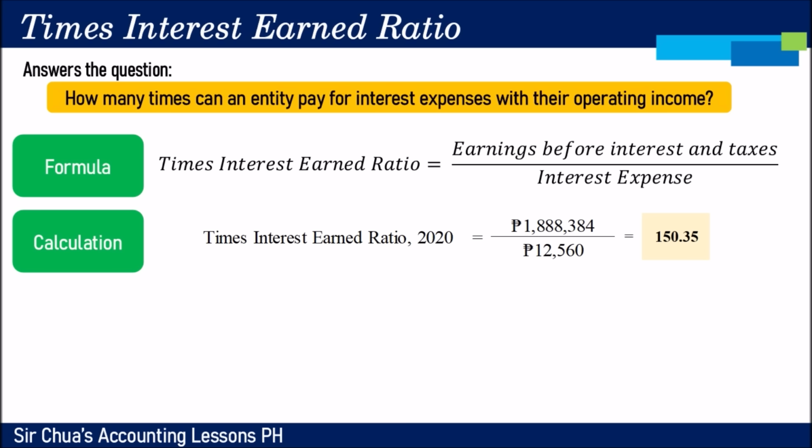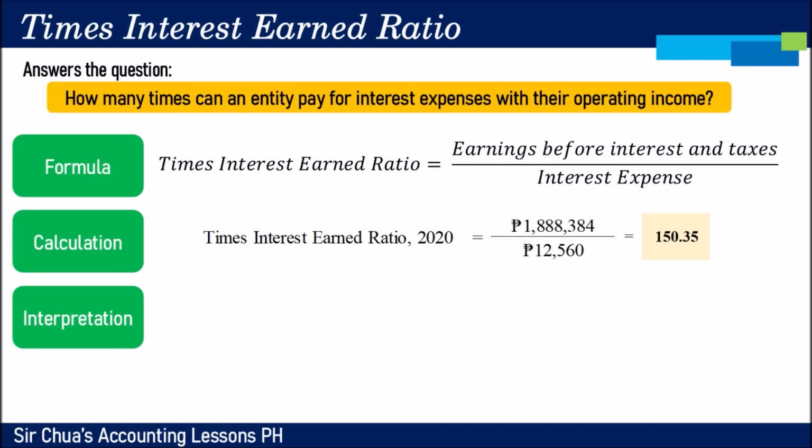Tapos, may tax payment. Balik ka doon sa walang tax payment. So, net income before tax. So, earnings after interest before taxes na siya. Okay? Tapos, i-re-add mo uli si interest payment. Okay? Yun po yung ating operating income, which is 1,888,384. You simply divide it to interest expense of 12,560. The times interest earned ratio for 2020 is 150 times.